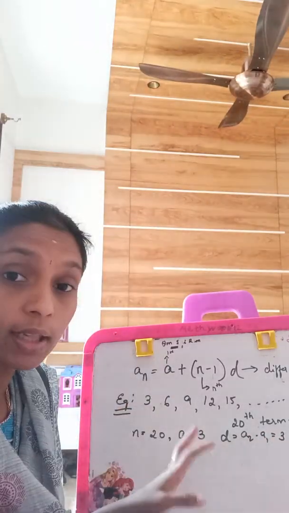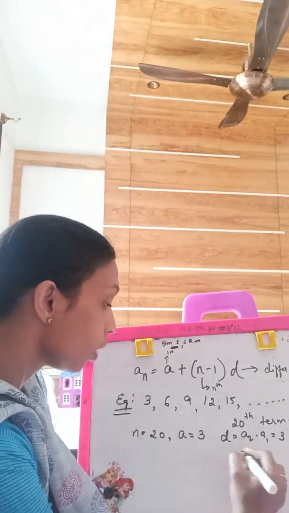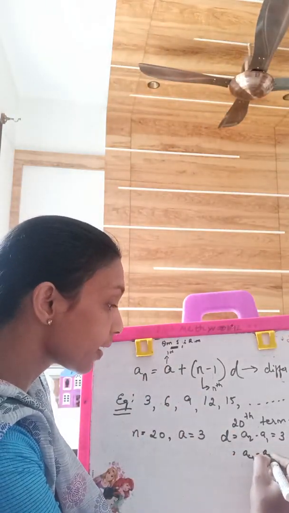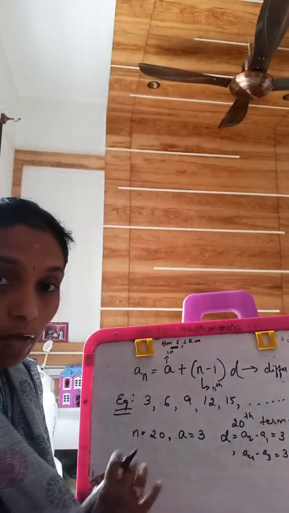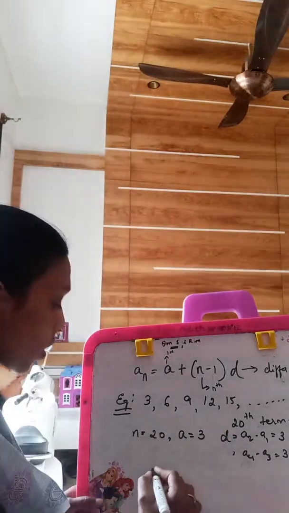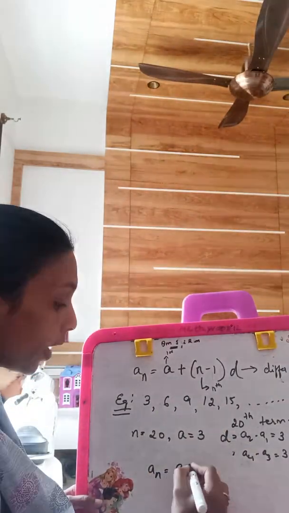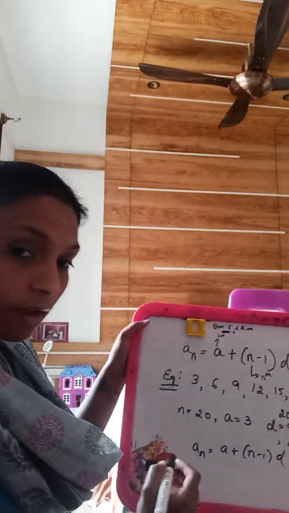In order to know whether the difference is constant, let us find the difference for two other terms. Now, A4 minus A3, 15 minus 12, that is also equal to 3. So now we know N, we know A, and we know D. So, An is equal to A plus (n minus 1) into D. This is the general formula we have here.